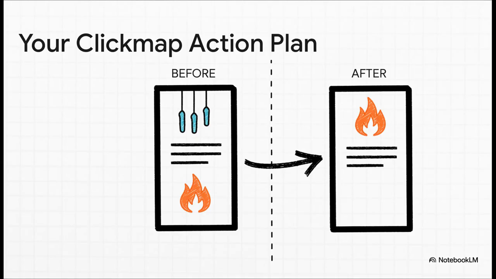So what do you do with this info? It's simple. You take what's working, your hot links, and you move them up where more people will see them. And those cold links that are just taking up space, you either fix them or get rid of them. You can literally rearrange your entire email based on what you now know your audience actually wants.